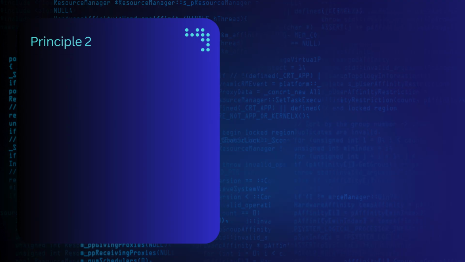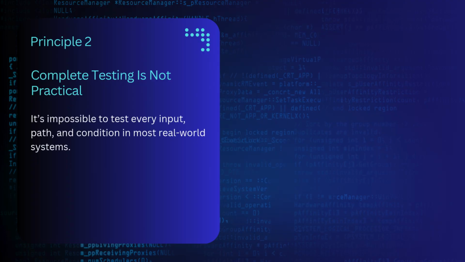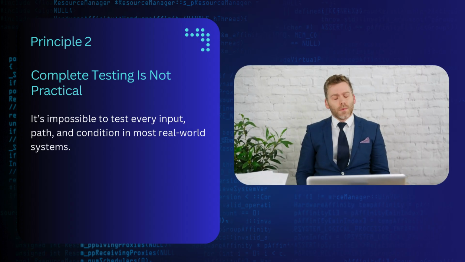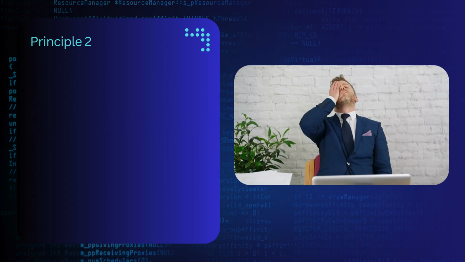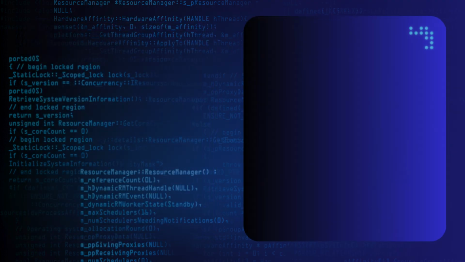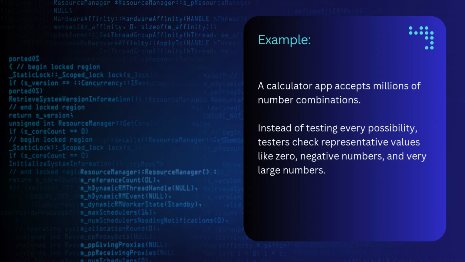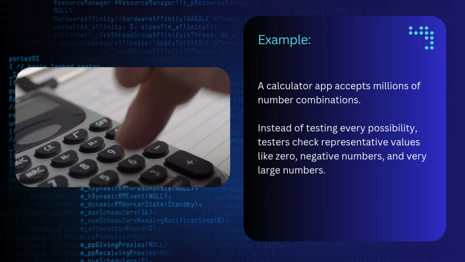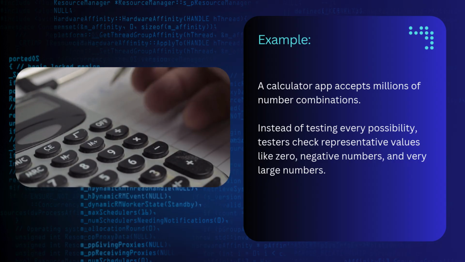Principle 2. Complete testing is not practical. It's impossible to test every input, path, and condition in most real-world systems. Example: a calculator app accepts millions of number combinations. Instead of testing every possibility, testers check representative values like 0, negative numbers, and very large numbers.